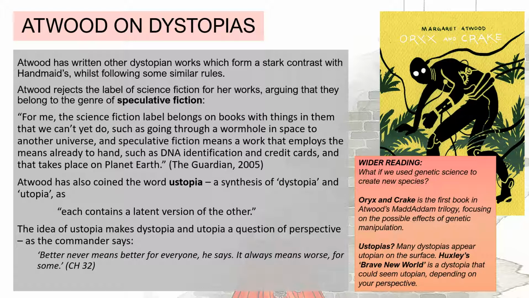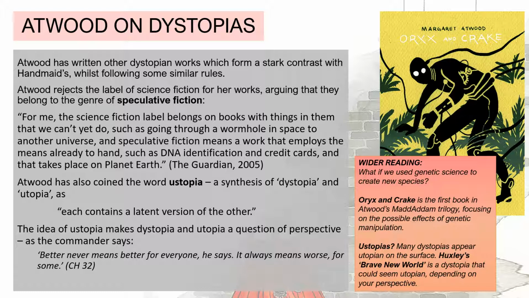So in writing her dystopias, Atwood rejects the label of science fiction and draws, I guess, a distinction between science fiction and what she calls speculative fiction. And she explains that in the quote there. And the quote explains how Atwood seeks her speculative fictions or her dystopias to imagine a possible future, a future for which we already have the technology, a future which may not be immediate now, but is possible based on the technologies that we've got.